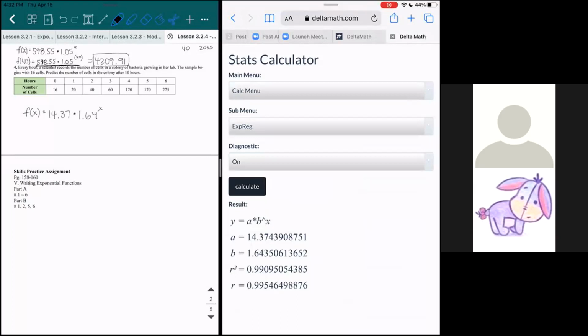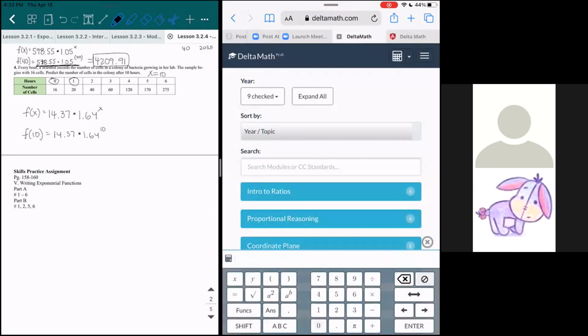Okay, so we just rounded everything to the nearest hundredth. And then we're going to plug in some numbers. So let's see, predict the number of cells in the colony after 10 hours. So for this one, it's easier because this is 0 hours, this is 1 hour. And so if we want 10 hours, we literally just plug in x is equal to 10. So let's plug it in. 14.37 times 1.64 raised to the power of 10. Let's go to our Delta Math regular calculator. Let's clear all that and let me type it in.